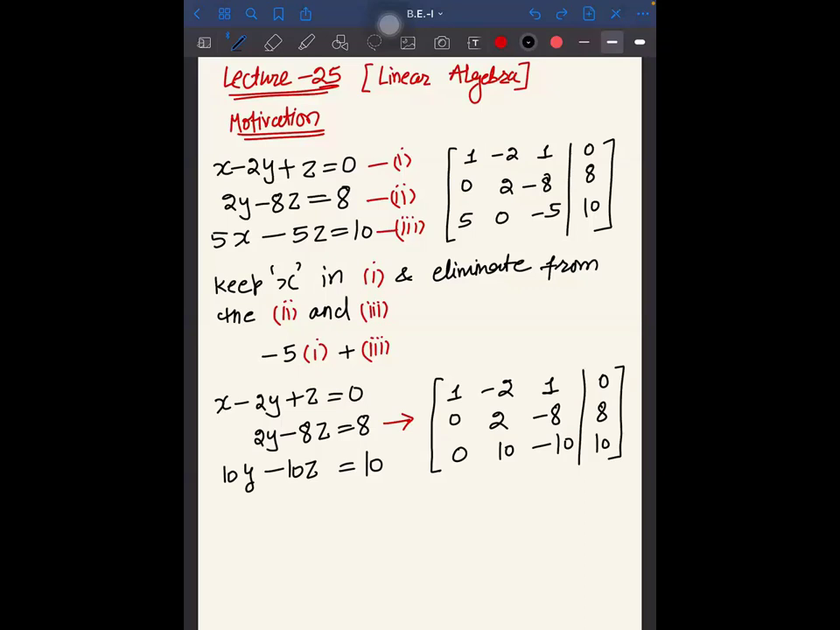Although the equations have changed, I'll still name them 1, 2, and 3 so that I don't confuse you and we are not numbering so many equations. So what I'm going to do is divide the second by 2 and the third by 10. Right.